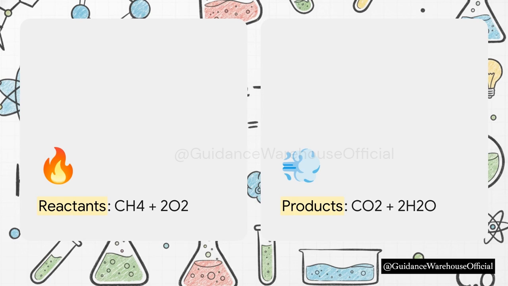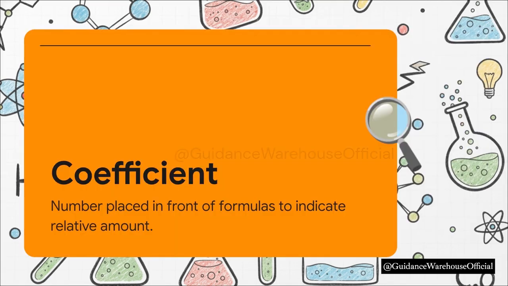But you'll notice there are some big numbers floating in front of those formulas. See those big numbers? Those are called coefficients. A coefficient tells us the relative amount of a reactant or product. If there's no number there, we just assume it's a 1. What's really interesting here is that these coefficients are just ratios. You can read this as 1 molecule of methane reacts with 2 molecules of oxygen. Or you could say 1 dozen methanes react with 2 dozen oxygens. Or even 1 mole reacts with 2 moles. It's exactly like doubling or tripling a recipe. These numbers are our main tool for balancing the chemical scales.